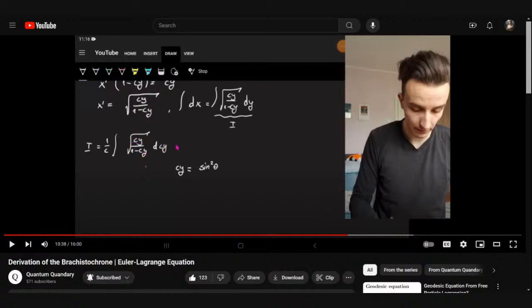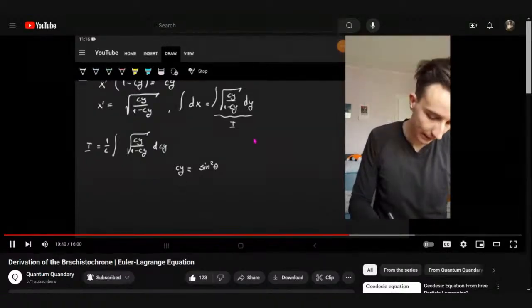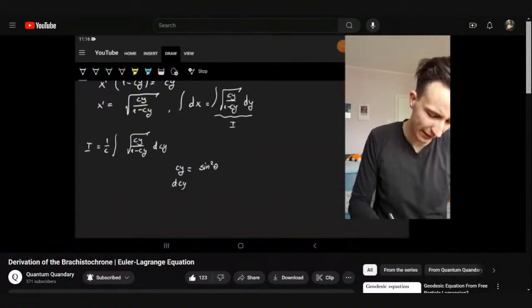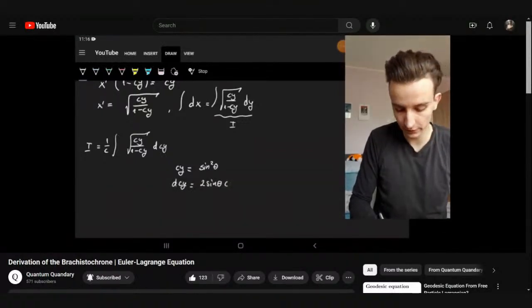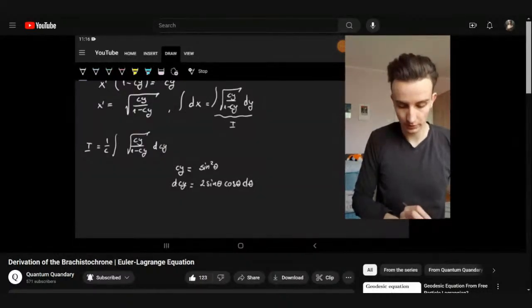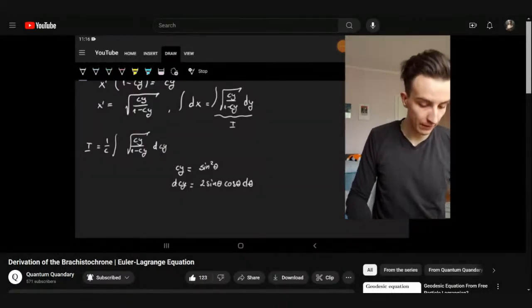So 1 minus cy is 1 minus cosine, sorry, is cosine squared theta. So cy is sine squared theta. That means that dcy is 2 sine theta cosine theta d theta, which is sine 2 theta, by the way.